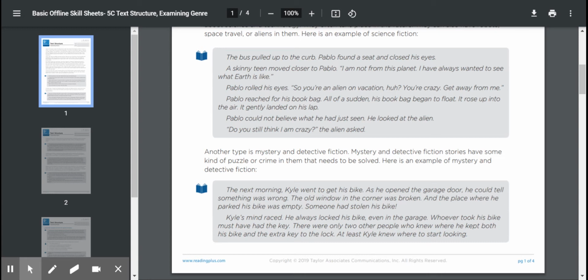The next morning, Kyle went to get his bike. As he opened the garage door, he could tell something was wrong. The old window in the corner was broken, and the place where he had parked his bike was empty. Someone had stolen his bike. Kyle's mind raced. He always locked his bike, even in the garage. Whoever took his bike must have had a key. There were only two other people who knew where he kept both his bike and the extra key to the lock. At least Kyle knew where to start looking.